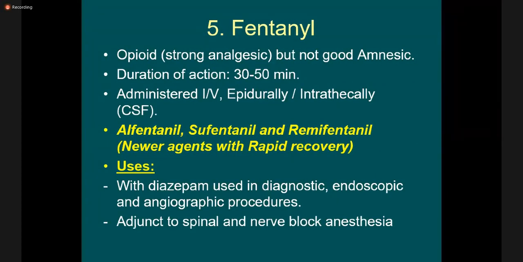Fentanyl is the fifth drug that we discuss, and it's an opioid. So what is the property of the opioid? It's a strong analgesic. Nowadays fentanyl is used as a very good analgesic agent. Analgesia is the main requirement of surgery. All you have to do is to free the patient from the pain.